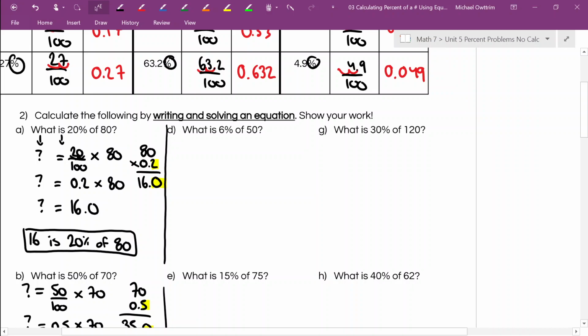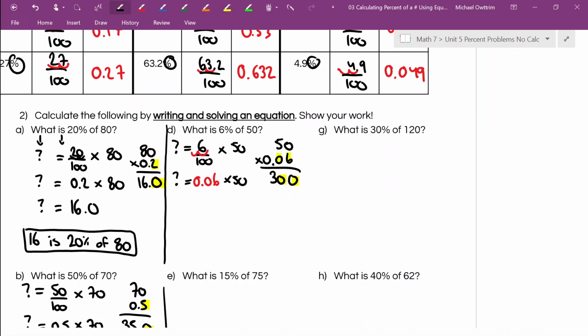Question D, what is 6% of 50? Now we do need to be careful here. 6% as a decimal moves once, twice to be 0.06 times 50, and then we can multiply that out. 6 times 0 is 0. 6 times 5 is 30. We've got 2 digits in decimal places, 2 digits in decimal places in our answer. So our question mark is 3.0, and we can say 3 is 6% of 50.